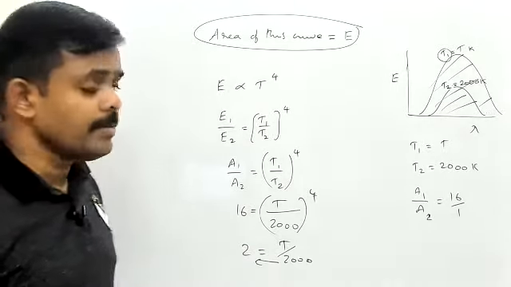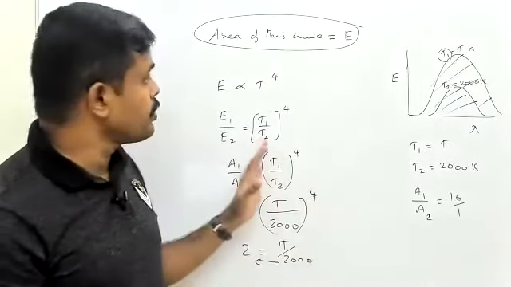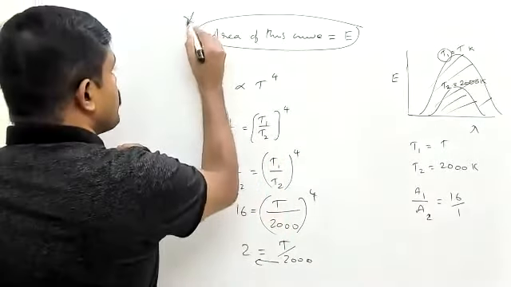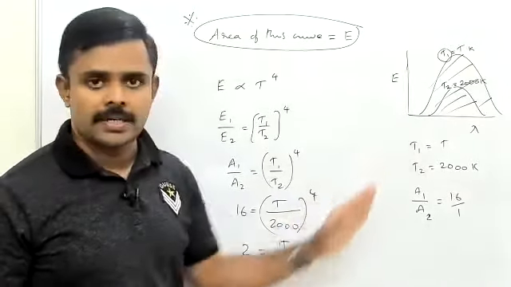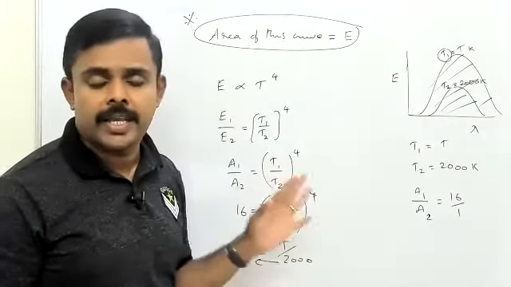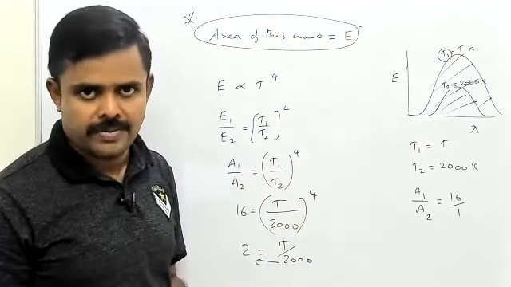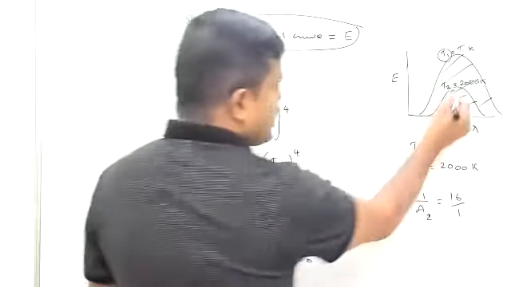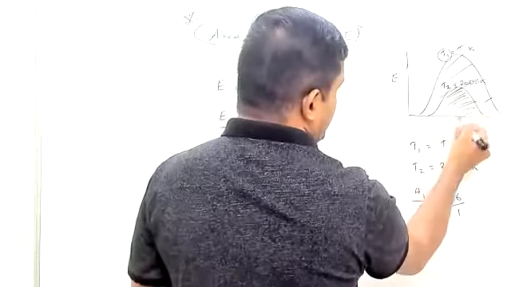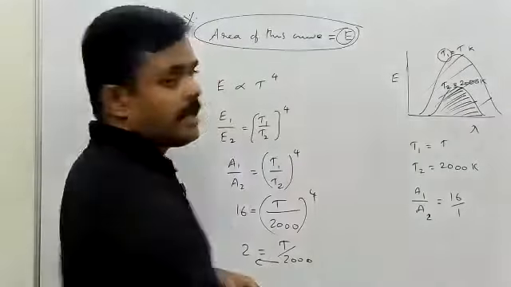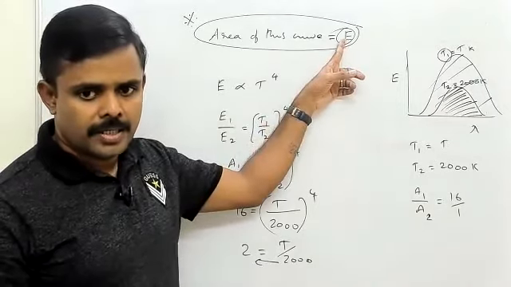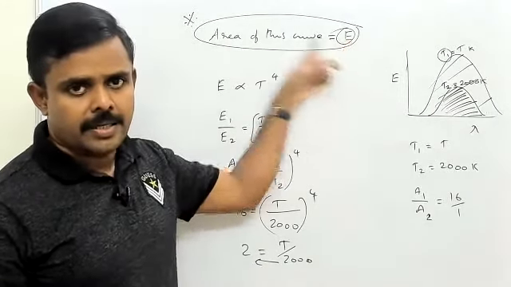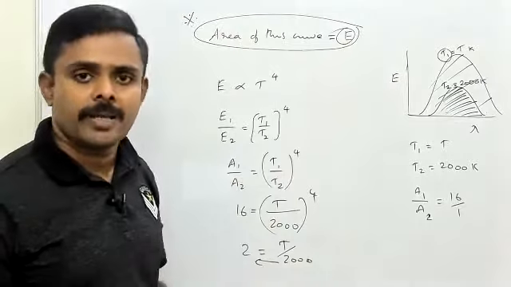I'll repeat one more time. Before going to this question, you need to know one thing. This is to be written as an important note. Area under the E lambda curve, area under the black body radiation curve. Look at the shaded area, I've shaded the area, no? Area under the curve is actually energy density. This is energy per area per second. Don't you remember? Energy radiated per area per second. Area under the graph is energy radiated per area per second.